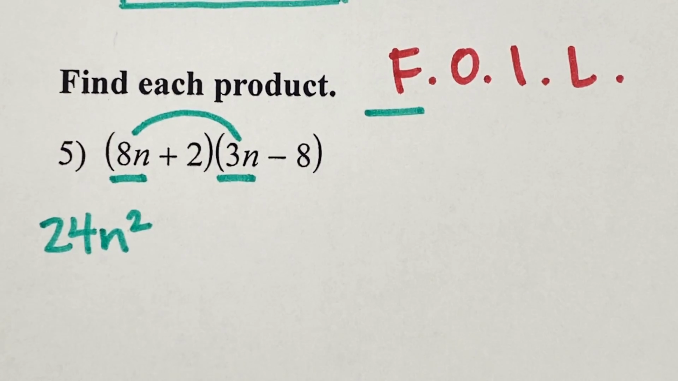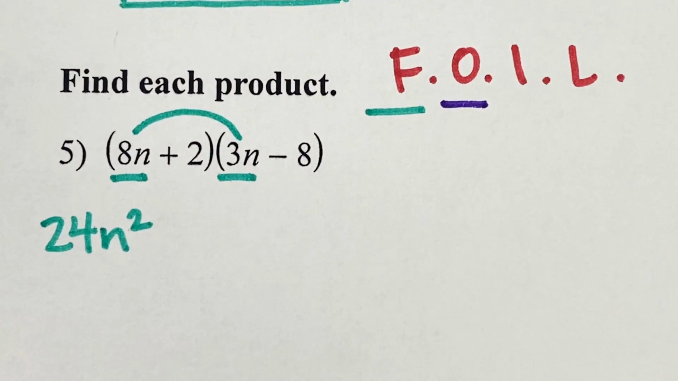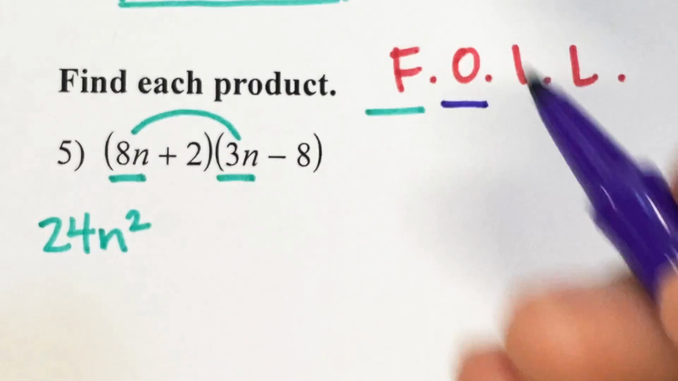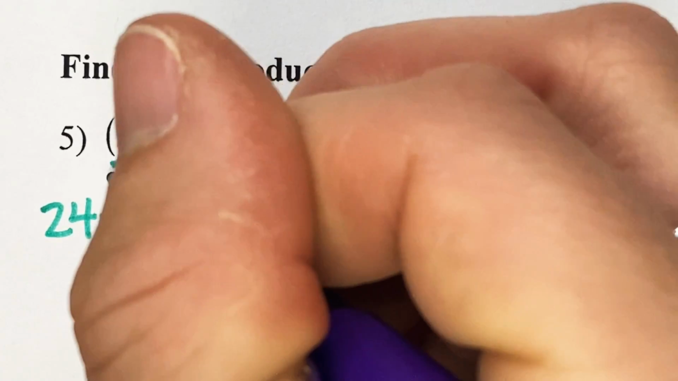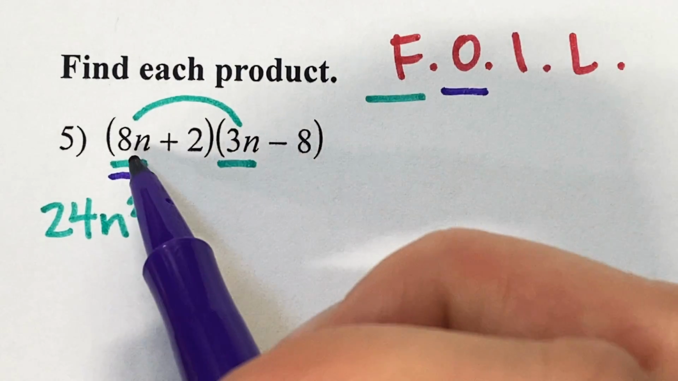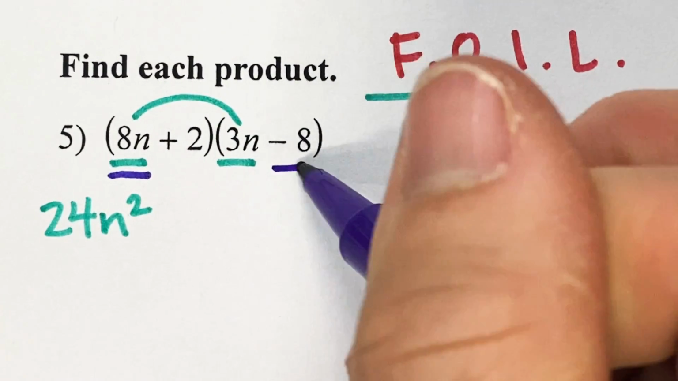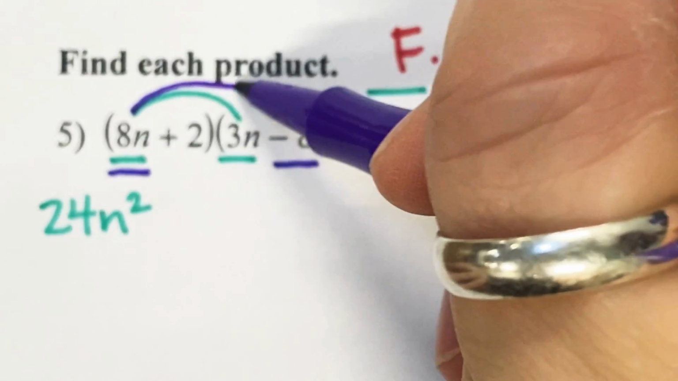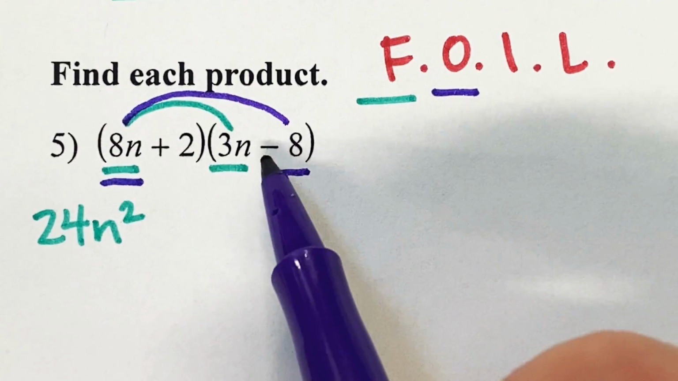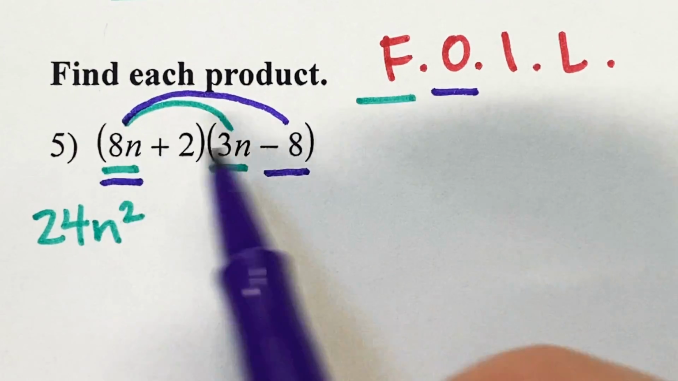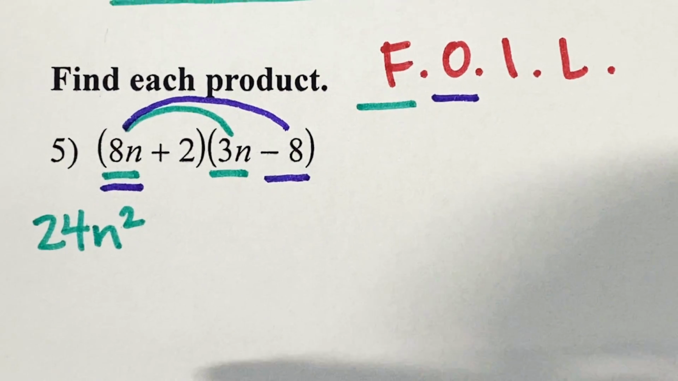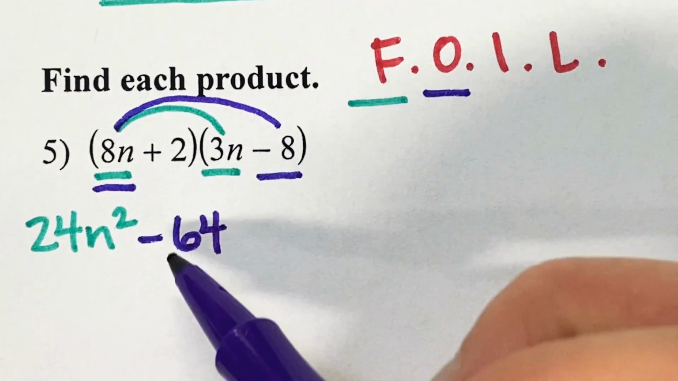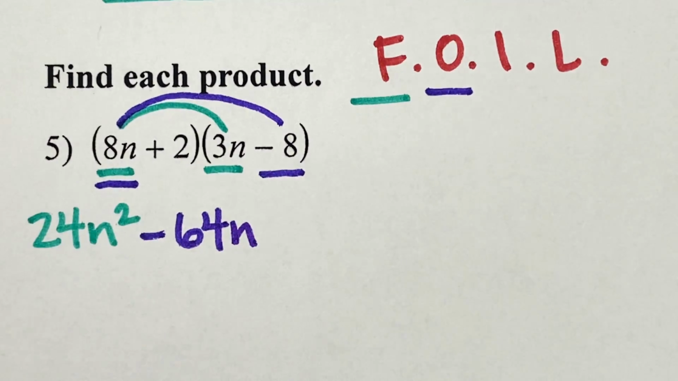Our next term, our O, stands for outside. Our outside terms are the ones on the outside of our parentheses, or on the very edge. So we have 8n is an outside, and then negative 8 is an outside. So what is 8n times negative 8? We're doing our outside. 8n times negative 8. We get negative 64 with one n that was being multiplied, so n.